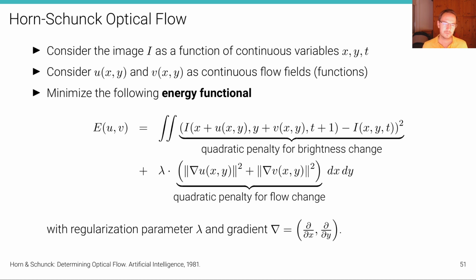The Horn-Schunck formulation is to minimize the following energy functional. It's a functional because this energy depends not on variables but on functions to optimize over. So it's the double integral over the spatial domain of 2 terms. The first term is a quadratic penalty for brightness change, and the second term is a quadratic penalty for flow change. In other words, the first term is the data term, and the second term is a spatial regularizer.